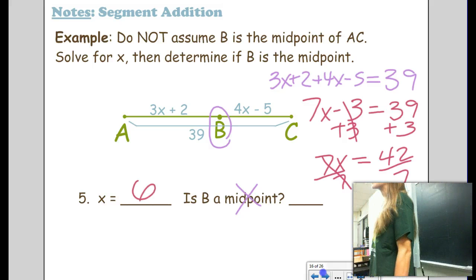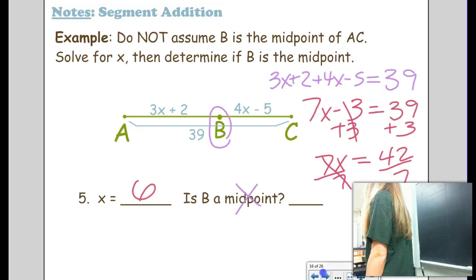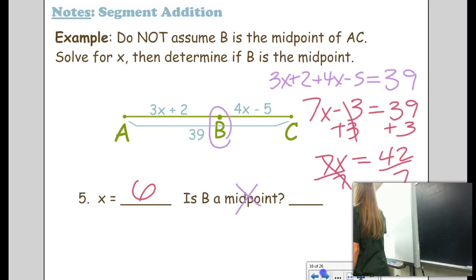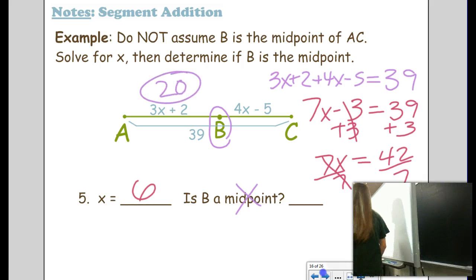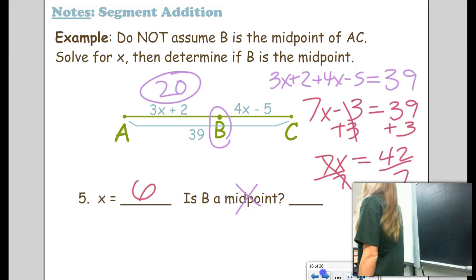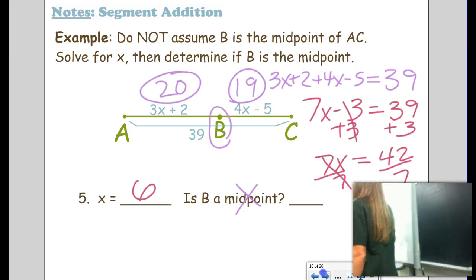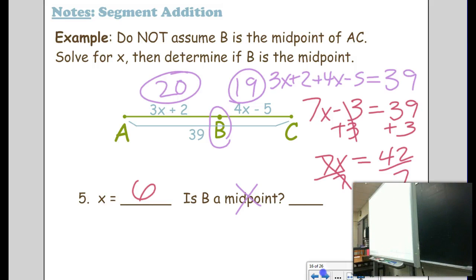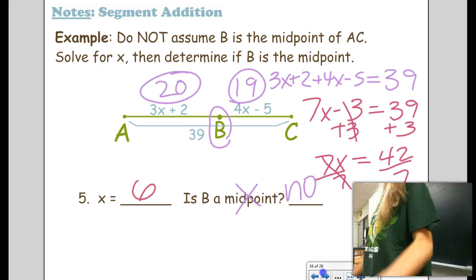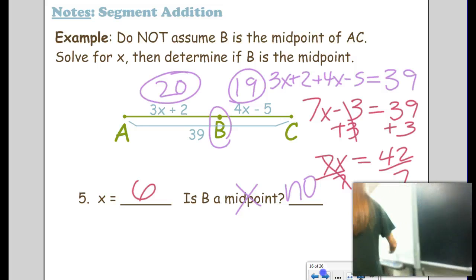Now we need to decide if B really was a midpoint or not. So we're going to plug 6 in to both sides. 3 times 6, 18, plus 2. 4 times 6, 24, minus 5. Oh no, is B a midpoint? Is the left equal to the right? Close but no cigar. It's not a midpoint.